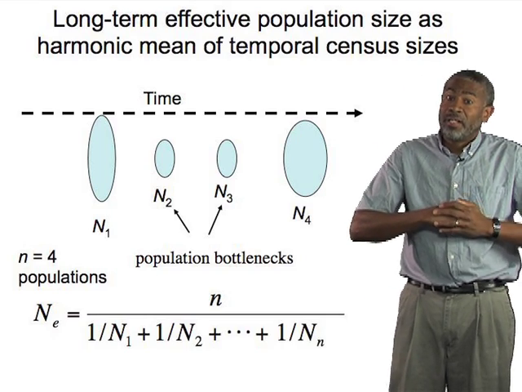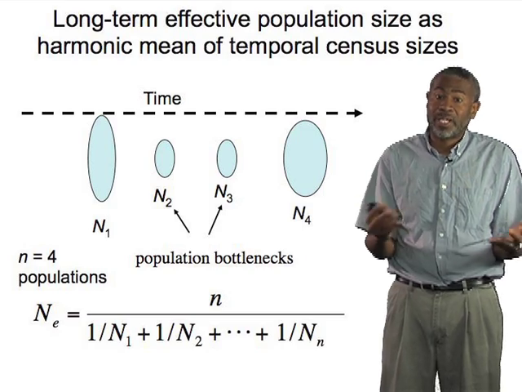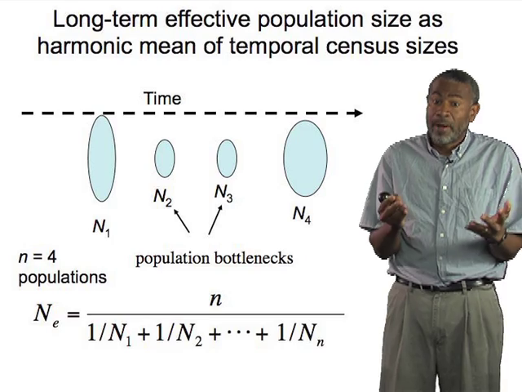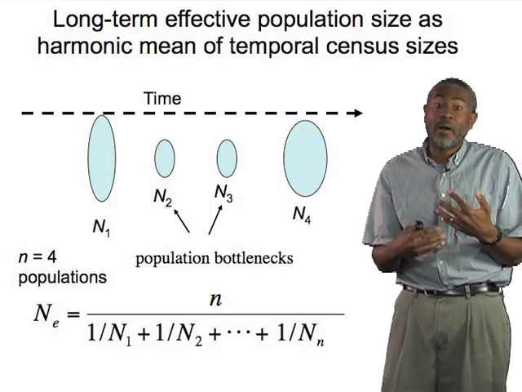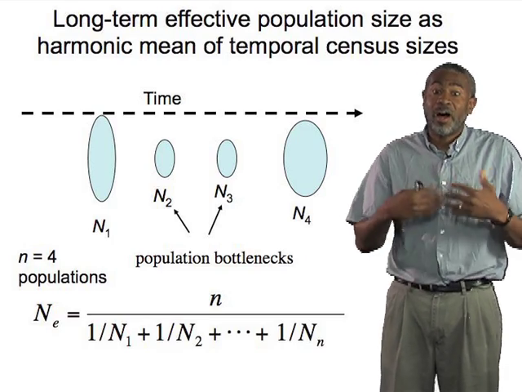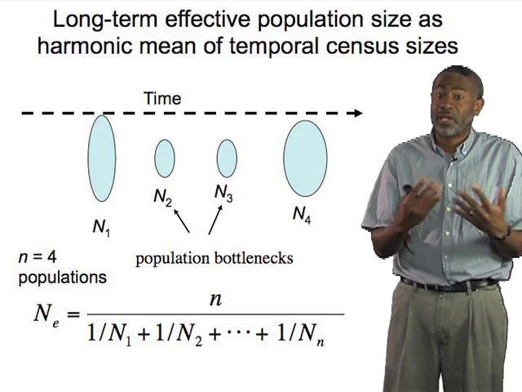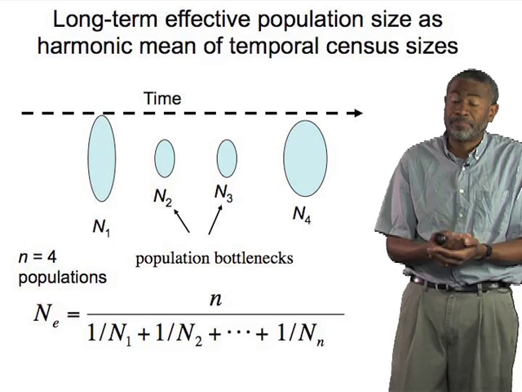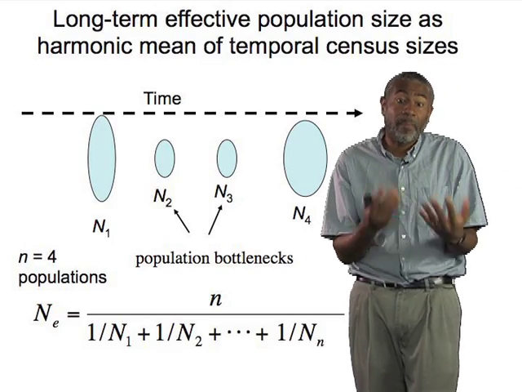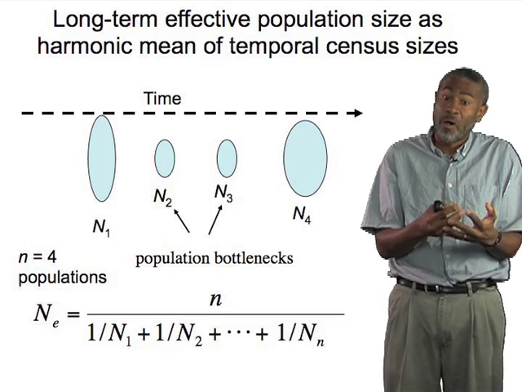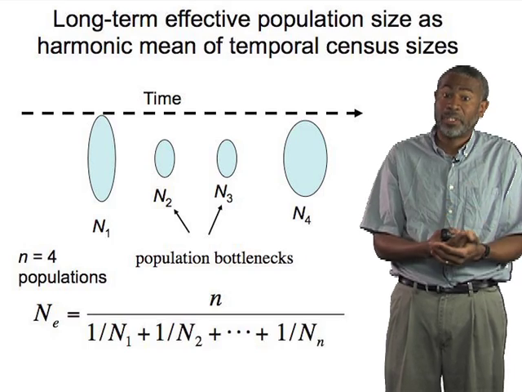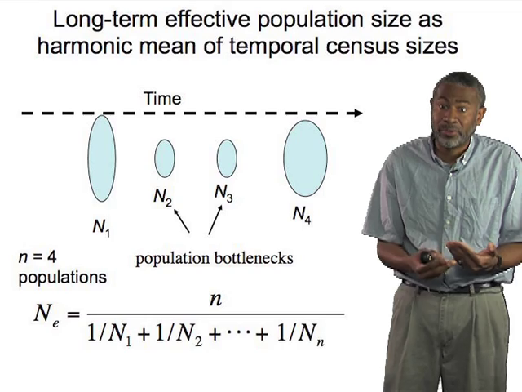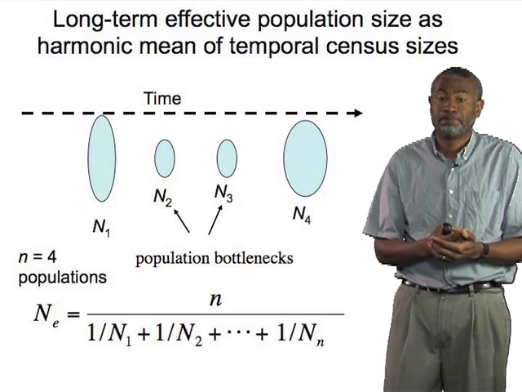We can encapsulate all those dynamics and changes of population size into a single number by looking at what's called the harmonic mean of the population sizes that we've sampled. The harmonic mean is illustrated in the equation at the bottom. It turns out that the harmonic mean is dominated by small n's, by small populations. It's essentially the reciprocal of the average of the reciprocals of the population size.